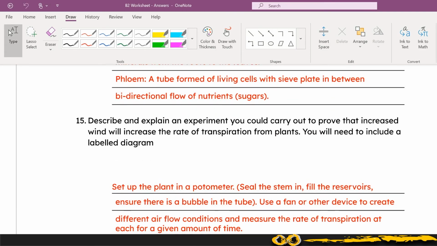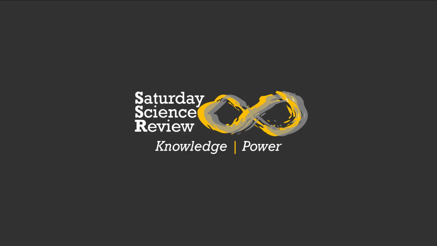At question 15, the experiment with the potometer, make sure you remember about how that experiment needs to be laid out. Things like ensuring there's a bubble in the tube, ensuring that the reservoir is there to do resets and things like that. That will really help you to be able to describe the experiment in detail on a test.